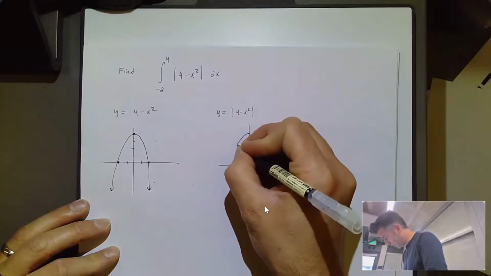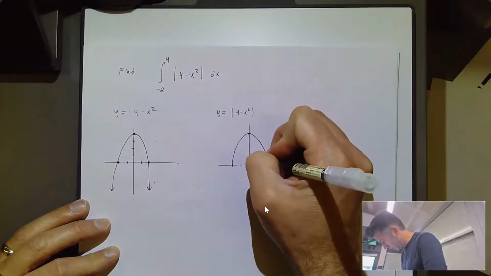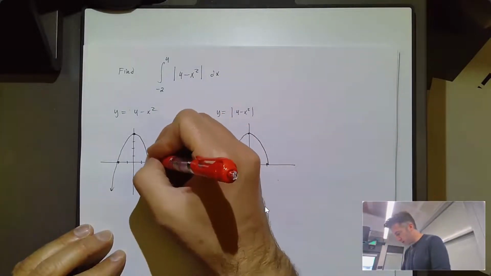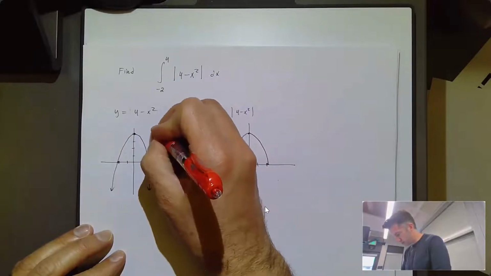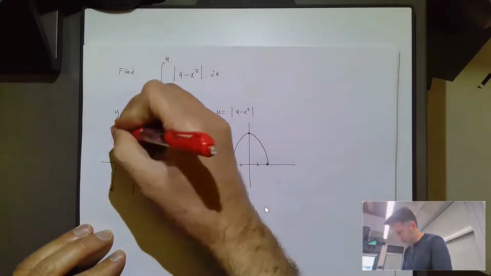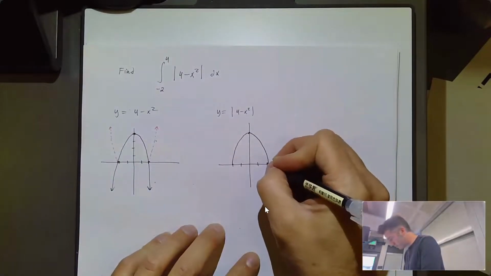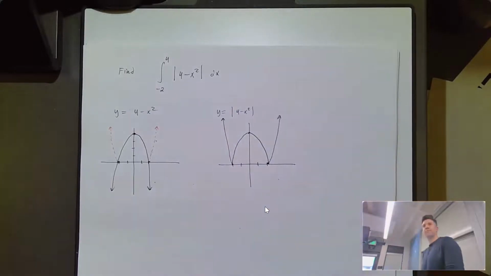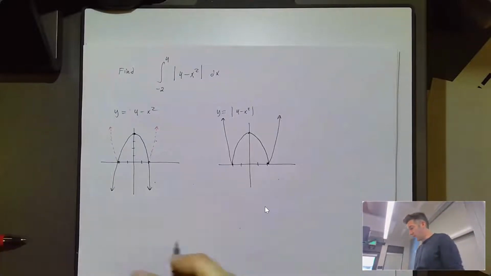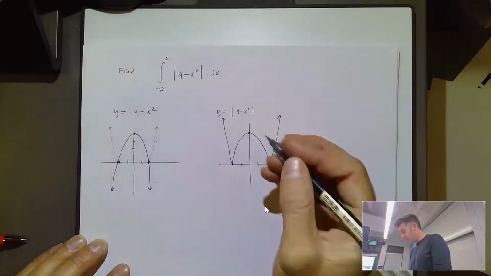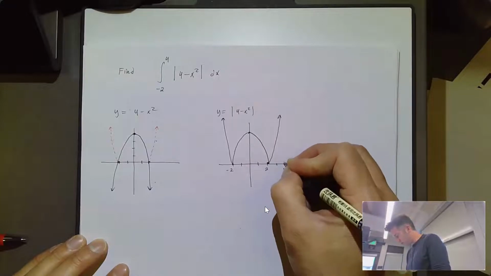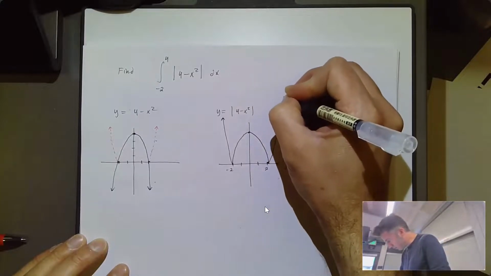So this part here is going to stay as it was. But then these parts here are going to flip over and do this kind of thing. So it's going to look like this. Kind of weird, but not that weird. So then if I want to find the area under the curve from -2 to 4, so here's -2, here's 2, 3, 4. I guess it drops a little bit further right.